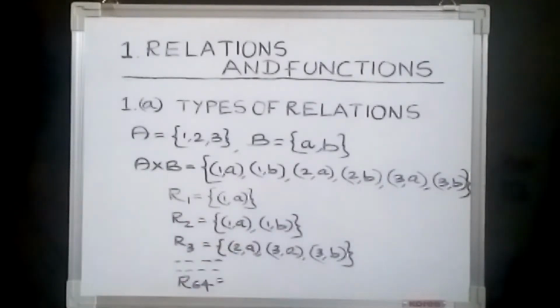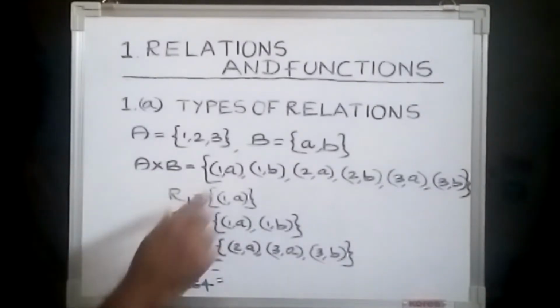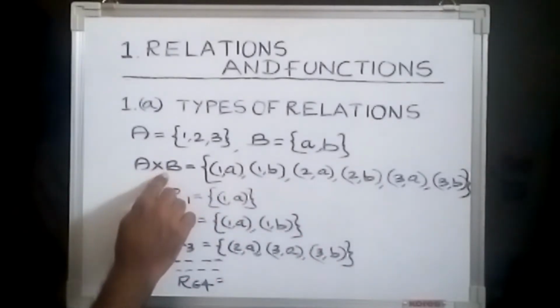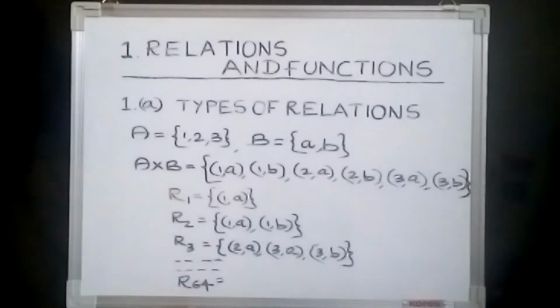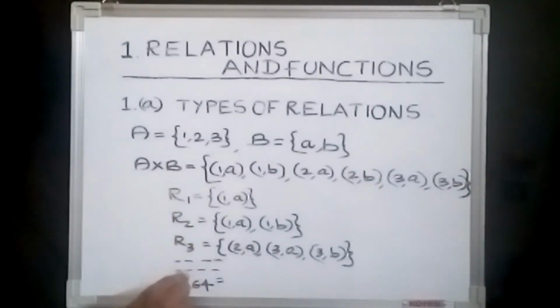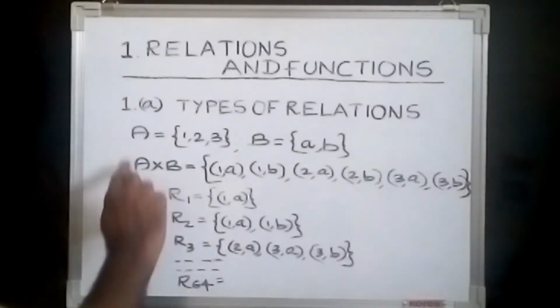Also note that all these relations, all these subsets of A cross B are relations too. Therefore, we can write R1, R2, R3, etc., R64. And surely one of them will be A cross B itself.